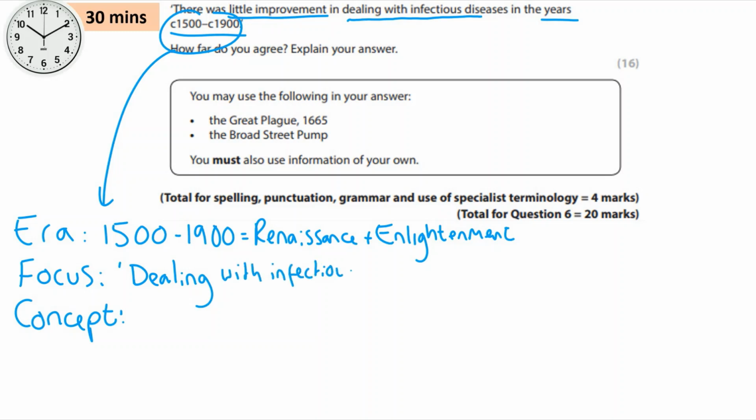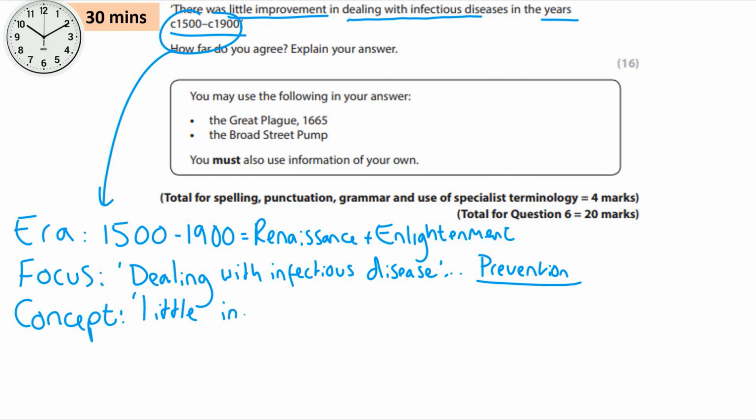So different focuses could include beliefs about causes, treatments, prevention, or the types of people who are treating as well. In this case, dealing with infectious diseases definitely means prevention: how they try to prevent and stop infectious diseases from spreading.